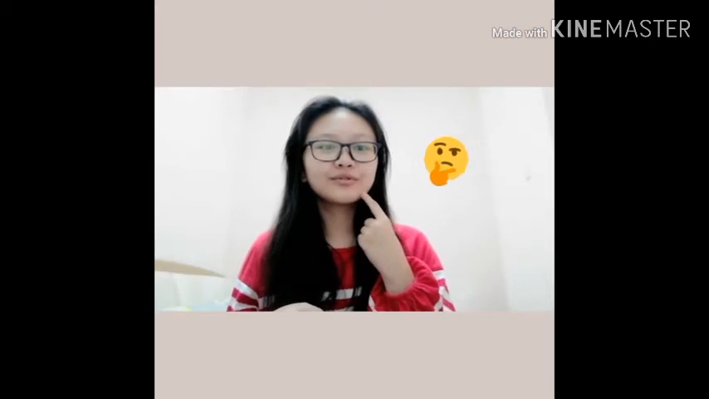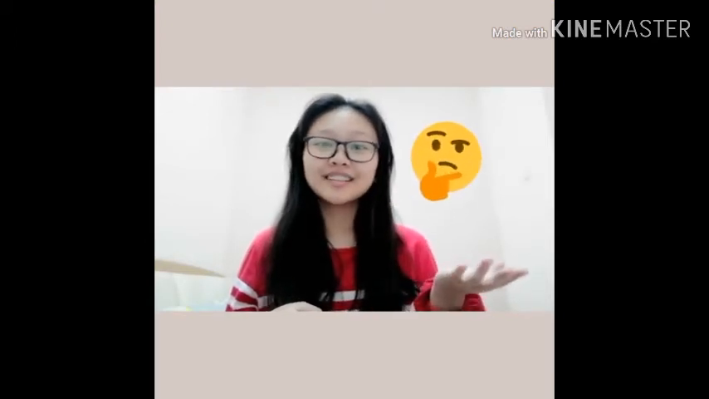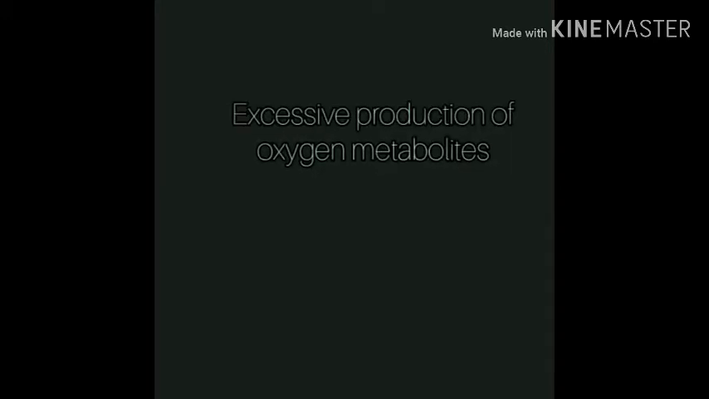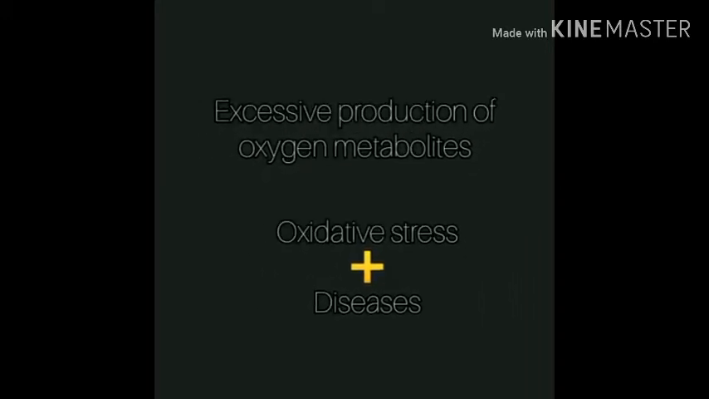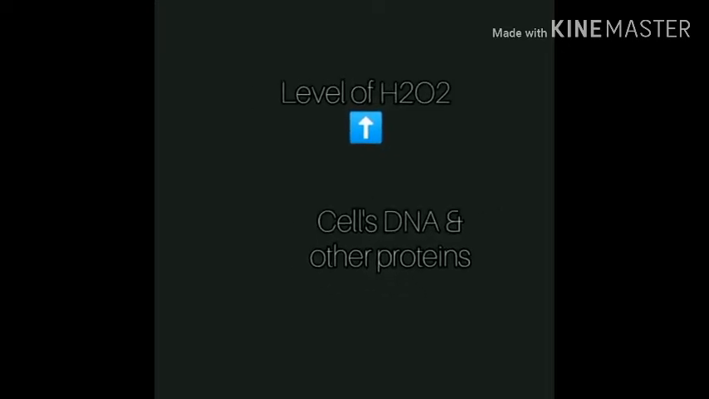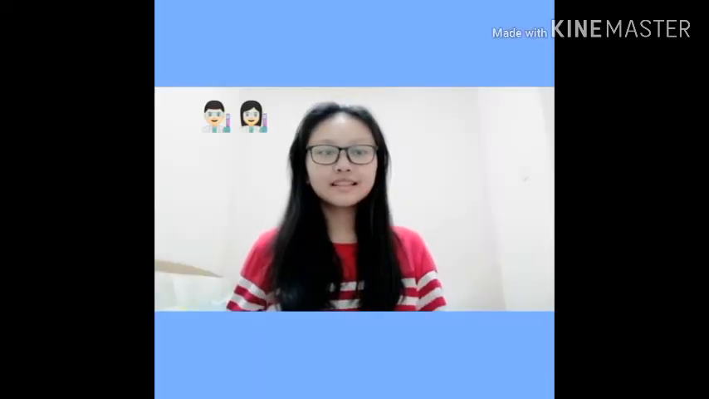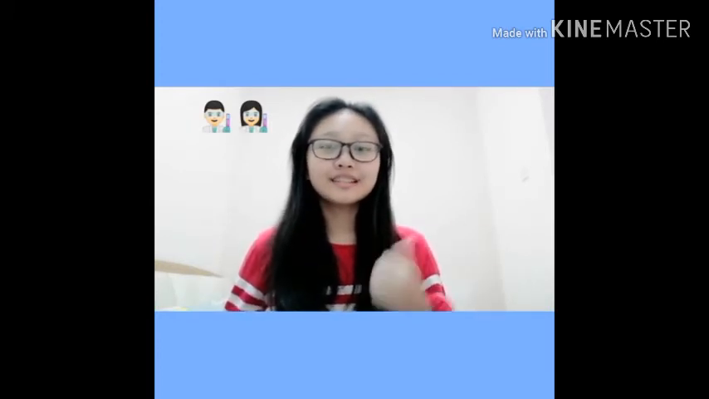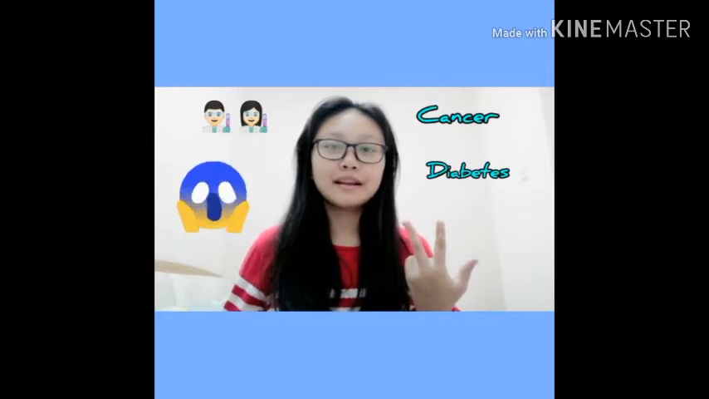Why is H2O2 dangerous to our body cells? This is because it is an excessive production of oxygen metabolites, which leads to oxidative stress and diseases. Now, if the level of H2O2 becomes too high, the cell's DNA and other proteins can be damaged. Scientists suspect that this and similar processes are what lead to cancer, diabetes, and many more diseases.